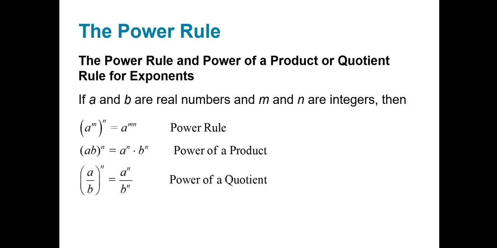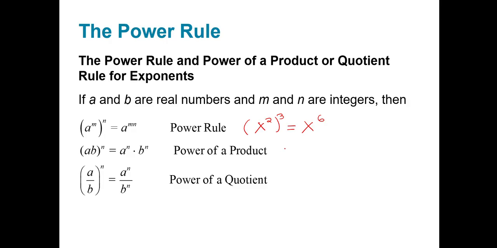Now we have the power rule. So this is simply a power to a power. So when you have an exponent already raised to another exponent, let's say I have x squared raised to the third power. Well, this is a shortcut to the product rule, so we're just going to multiply. This 2 right here, so this is going to be x to the 6.